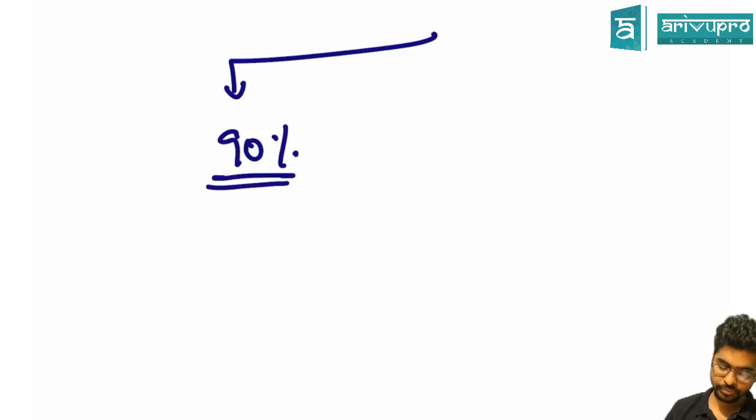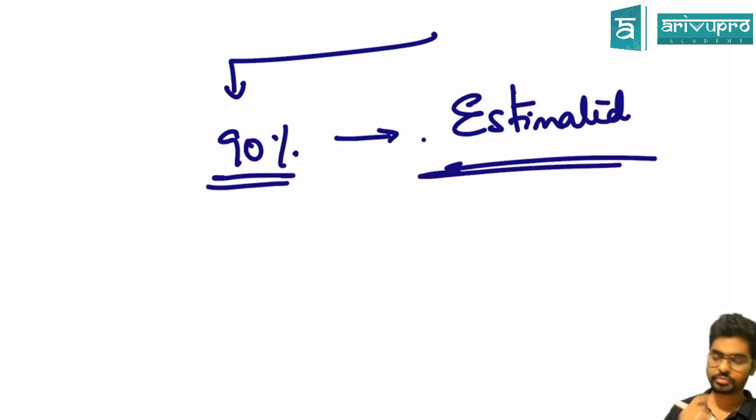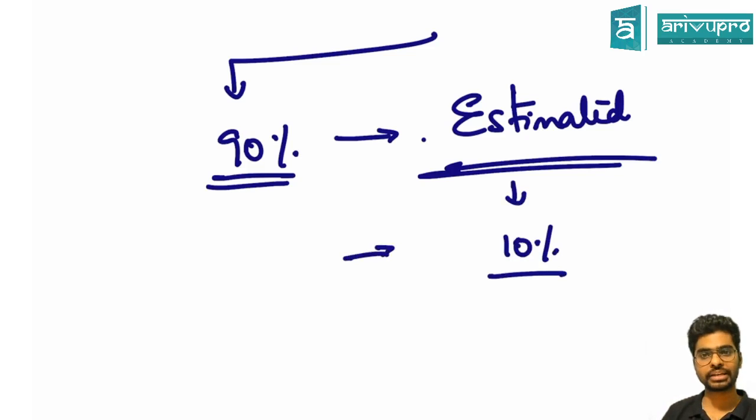Now, whenever the project is more than 90% completed, we don't find estimated profit. What I want you to understand is, when the project is 90% completed, when I have already spent 90% on the project, can you estimate what will be the 10% of the money which should be spent for completing the project? Yes.